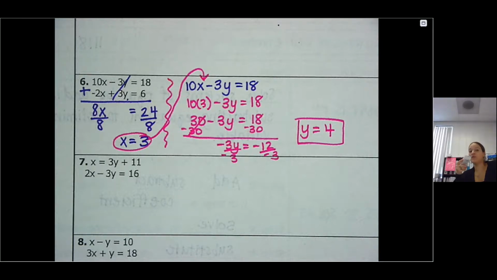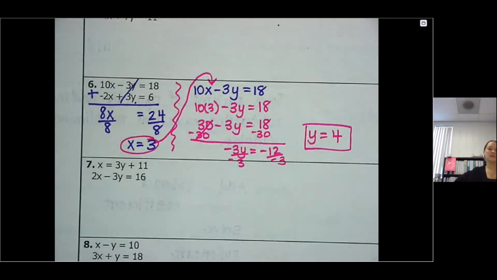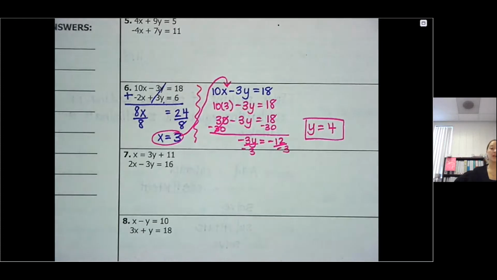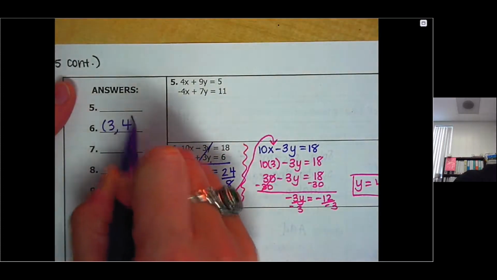Okay, how many of you substituted it back into the first equation? Raise your hand. How many of you substituted it into the second equation? Okay, so yours is going to look different than mine because I substituted into my first equation. But if you plugged it into the second equation, you still should have gotten y equals 4. Did you? Perfect. Okay, and when you write your final answer? 3, 4. Good. So make sure you're always putting that x value first.